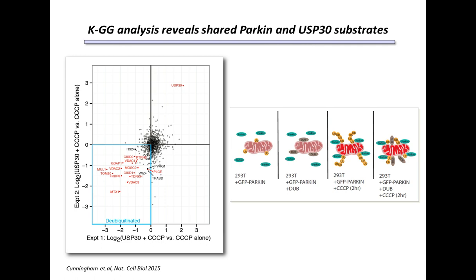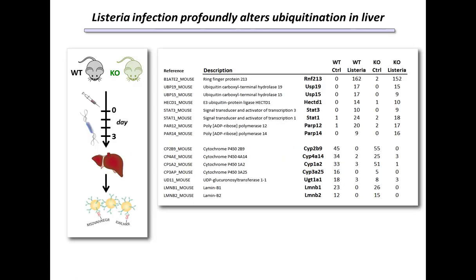When we looked at cells where we had parkin activated, or where we had parkin activated in the context of USP30 overexpression, what we saw were a cluster of substrates, shown in the lower left-hand side, that were inducibly ubiquitinated and where those individual ubiquitination events were removed by the USP30 DUB. And what's interesting about all of the ones in red is that they all reside on the outer mitochondrial membrane, exactly the location where we know each of these two proteins to function.